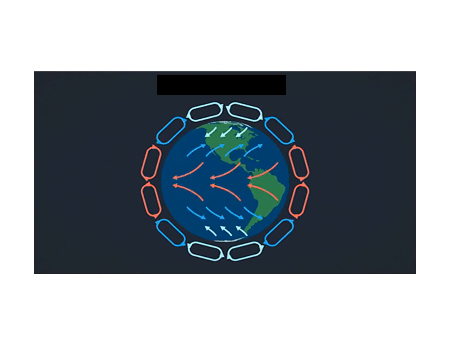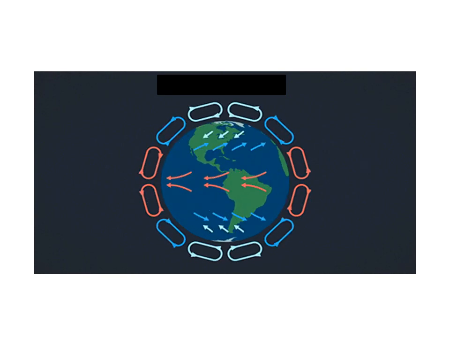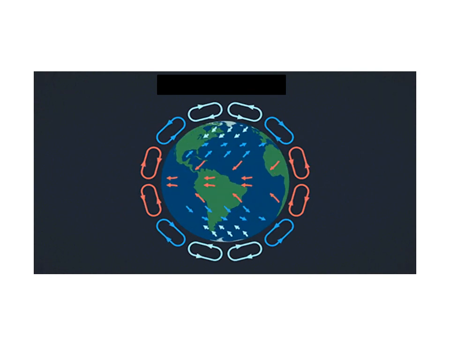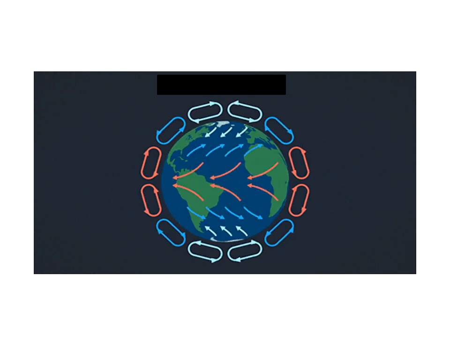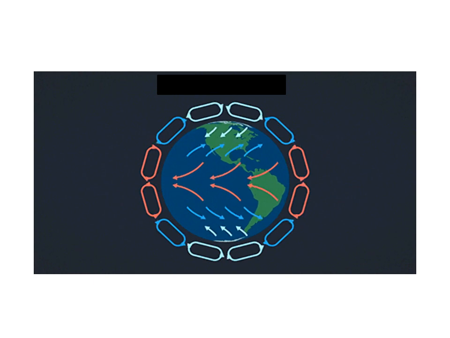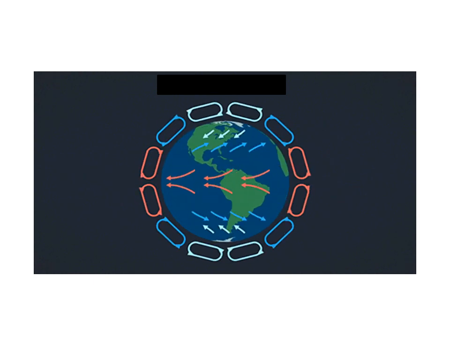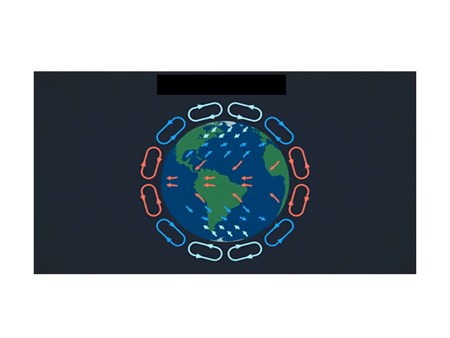In the same way, between 30 and 60 degrees north and south, the wind bends towards the right and the left in the northern and southern hemispheres respectively. Even at the polar region, the same phenomenon can be seen.